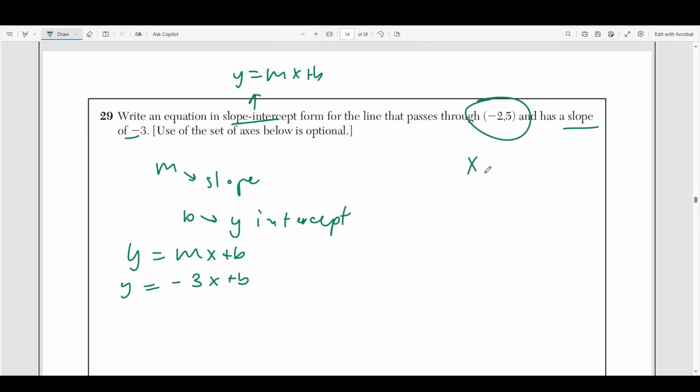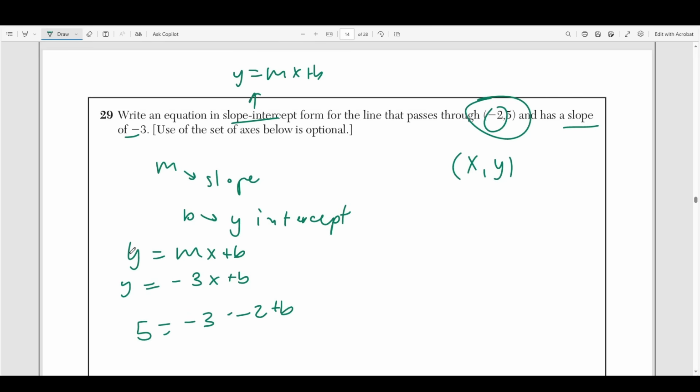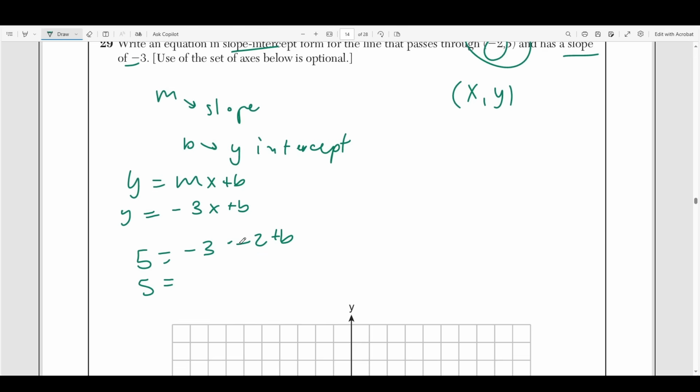So this point is written as x comma y. Okay, so that means that the y has to be 5. So 5 has to equal negative 3 times our x, which is negative 2, plus our b. So 5 is equal to negative 3 times negative 2, which is positive 6, plus b. That means that b has to equal negative 1.